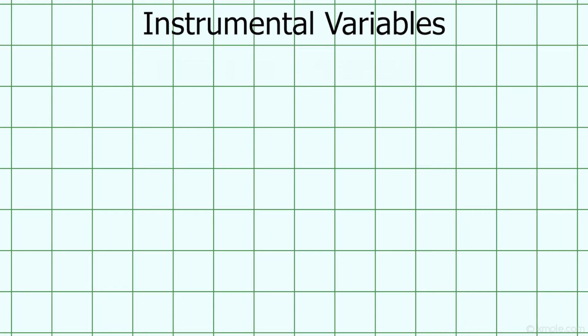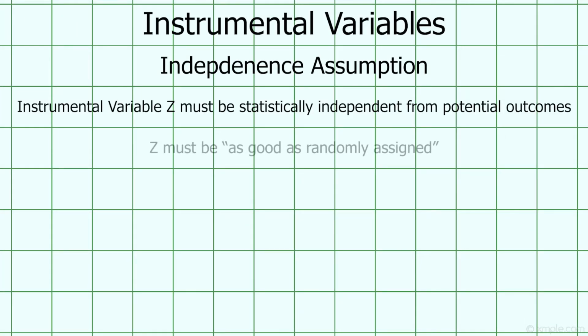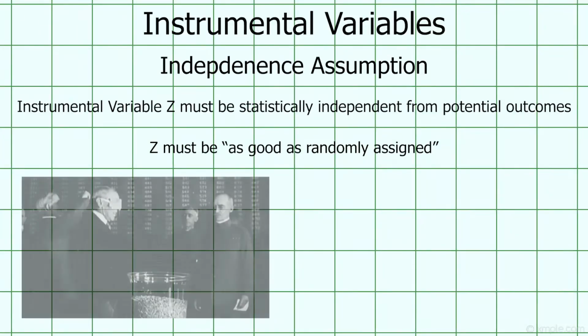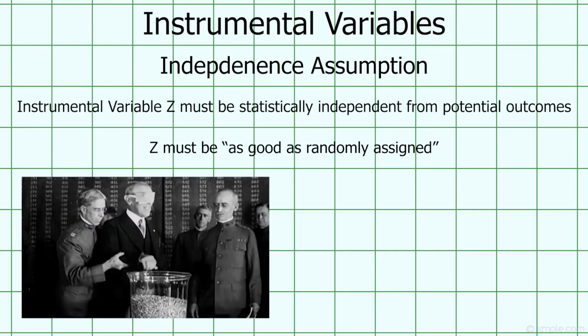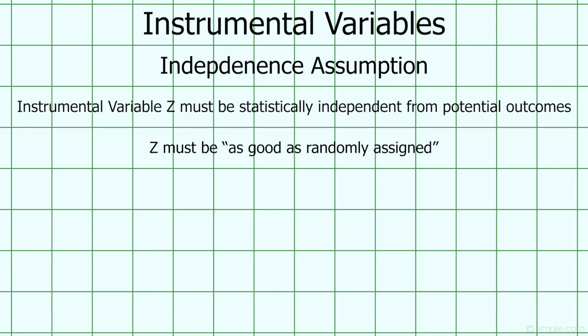The first is the independence assumption, which states that Z must be statistically independent from potential outcomes. Another way of saying this is that Z is as good as randomly assigned. Some instrumental variables satisfy this assumption by actually being randomly assigned. For example, a person could be randomly selected through the draft to join the military, or a student could win a lottery to attend a charter school.